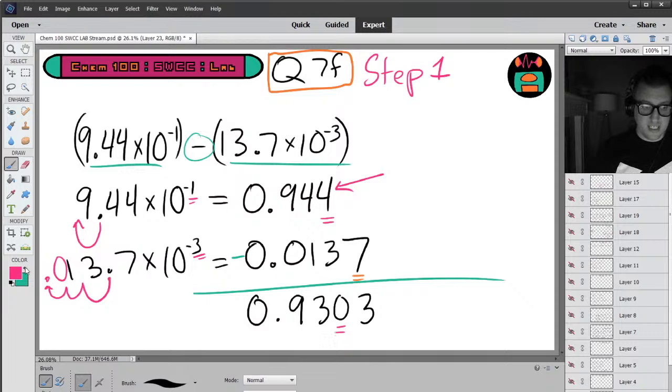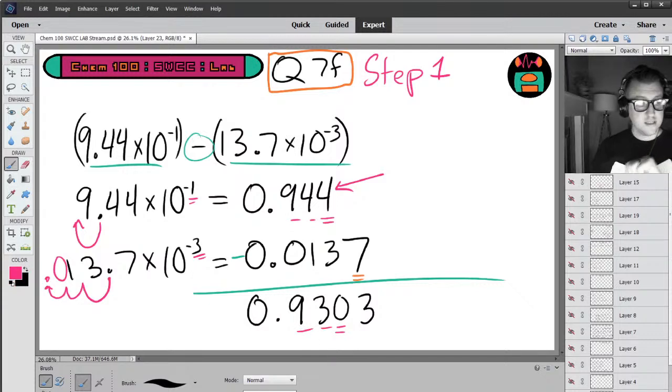So this number has 3 decimal places. Now, I'm not going to round this number right now because we should save our rounding for the very last step. But I'm going to put these 3 lines here to remind myself that this value has 3 significant digits.